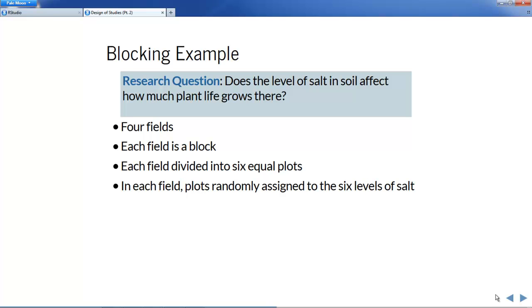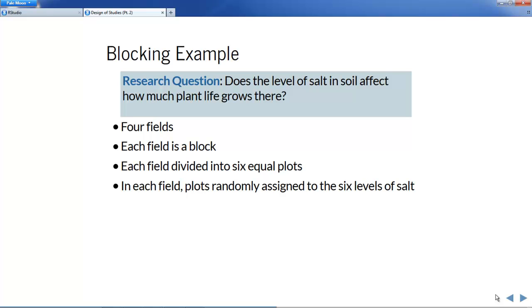Well, the research question that people had in mind was this: does the level of salt in soil affect how much plant life grows there? At this agricultural research station where the experiment was conducted, there were 4 fields available for use. Now, these fields were different with respect to where they were located, with respect to the angle they had towards the sun at that time of year.